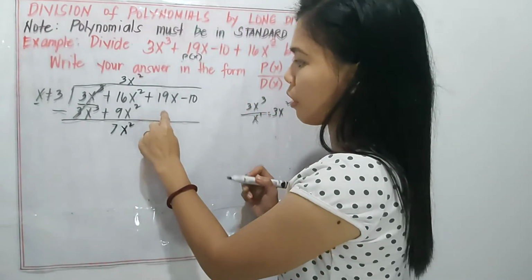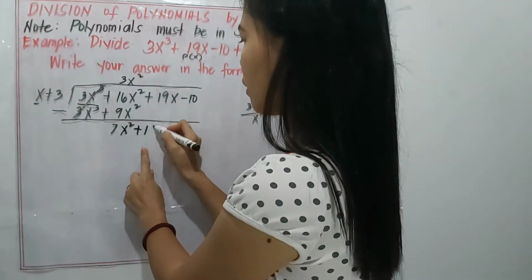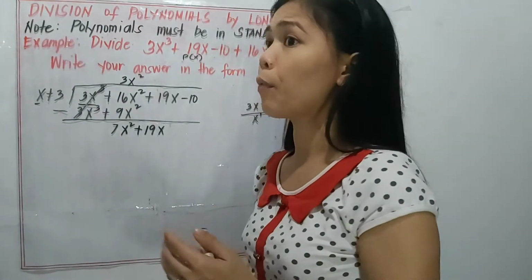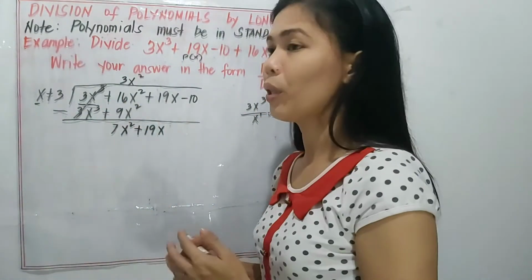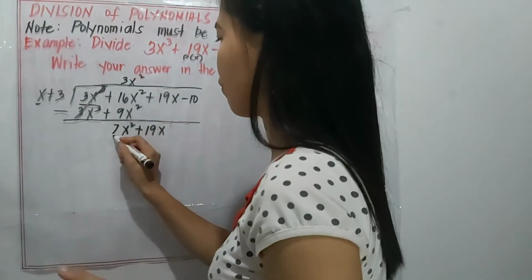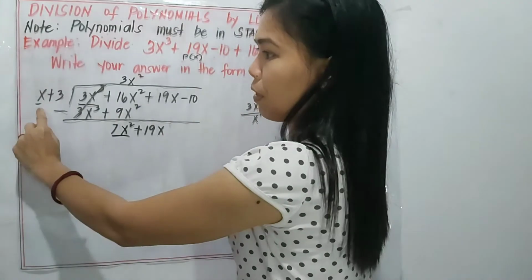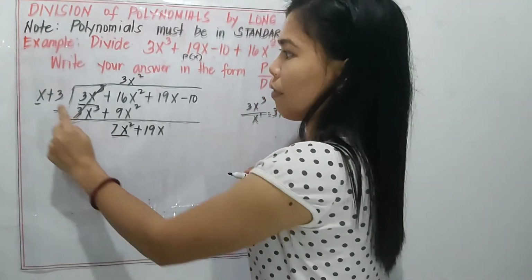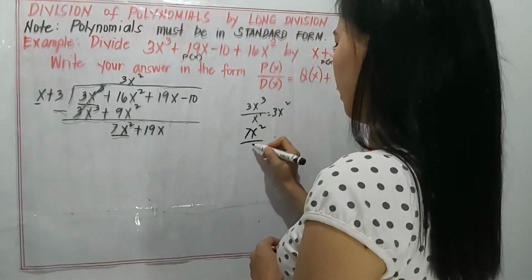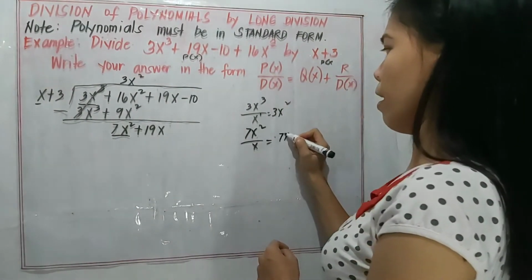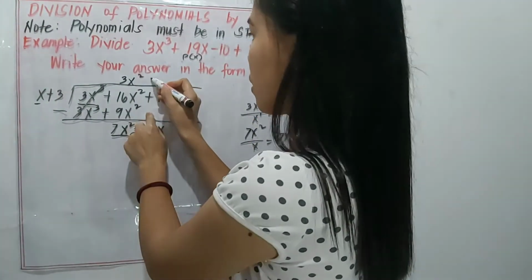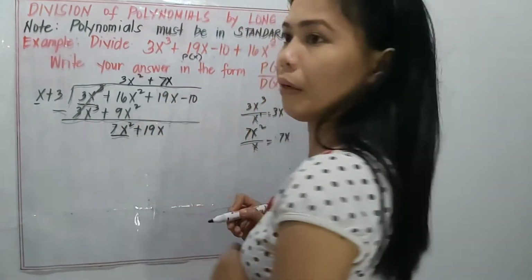This time, we bring down the remaining part, so plus 19x. Please, wag kakalimutan yung mga operations, kasi when we do the solution, we do use that as our signs. Okay, so this time, again, we have this first term divided by the first term here. So 7x squared divided by x is 7x, right? So we write this 7x, positive siya, so we have it plus 7x there.